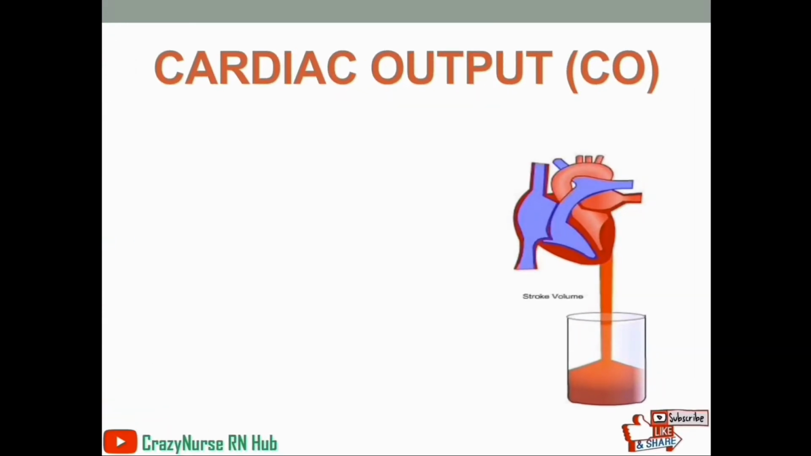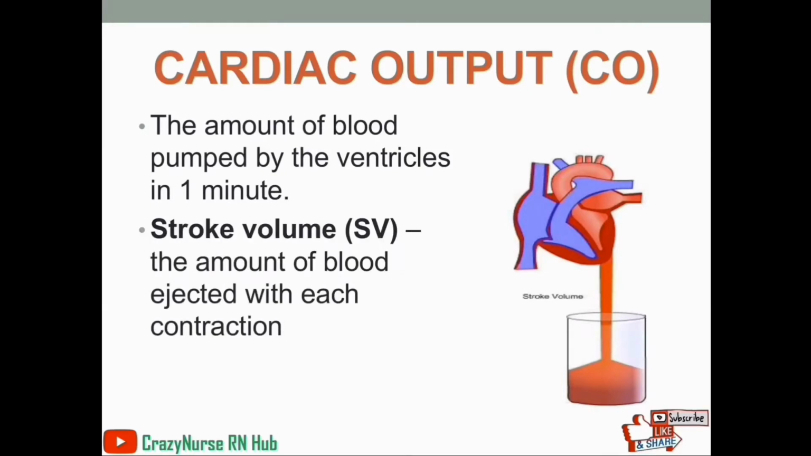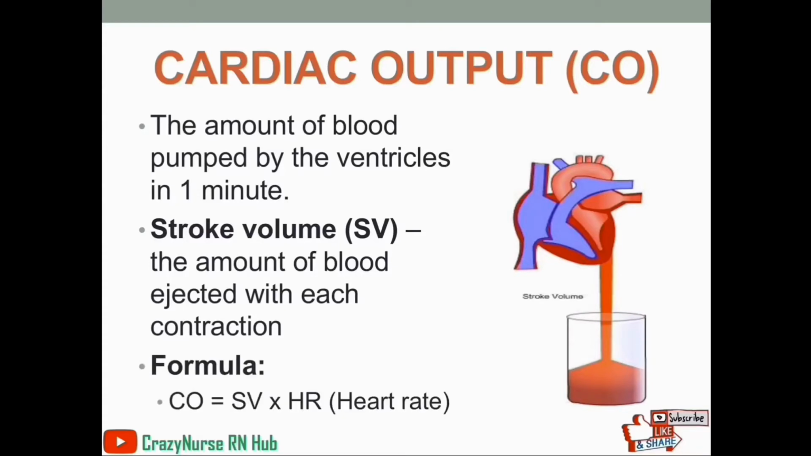Next, we have your cardiac output, the amount of blood pumped by the ventricles in 1 minute. We also have a term called stroke volume, or SV, the amount of blood ejected with each contraction. So we have here a formula for your cardiac output: stroke volume multiplied by your heart rate.